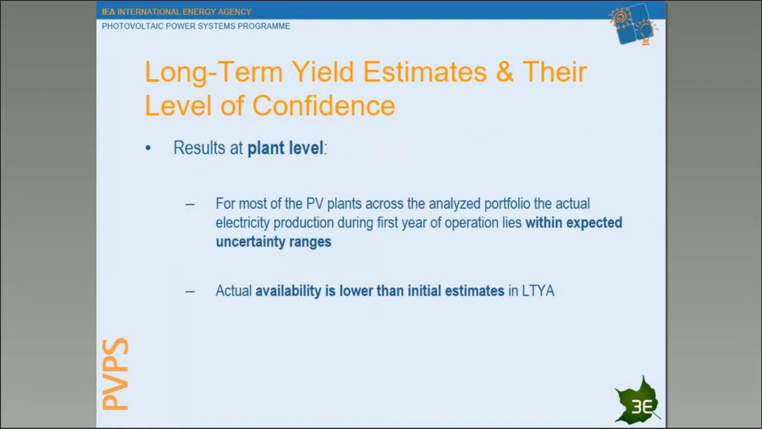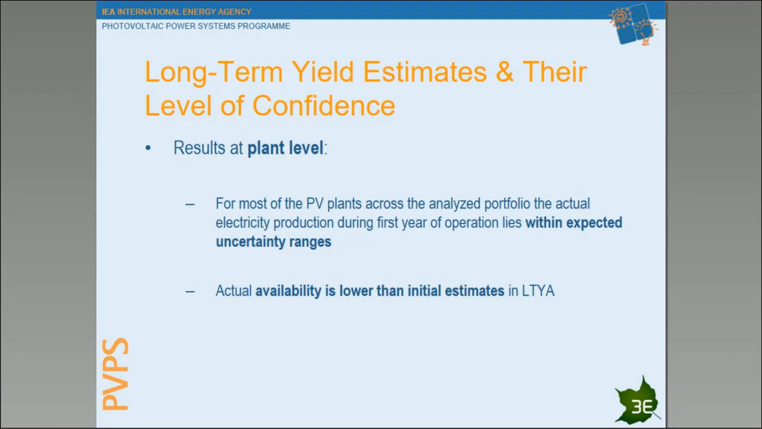But basically, what we should learn from this exercise is that for most of the PV plants across the portfolio, the actual electricity production during the first year of operation, as I said, lies within the expected uncertainty ranges. So it means our uncertainty ranges are realistic. In some cases, you saw in the figure before, this is larger, but overall the portfolio, they are in the same range of magnitude.